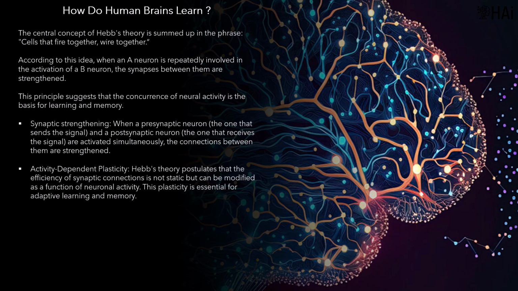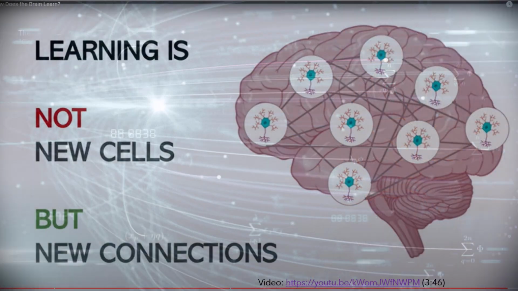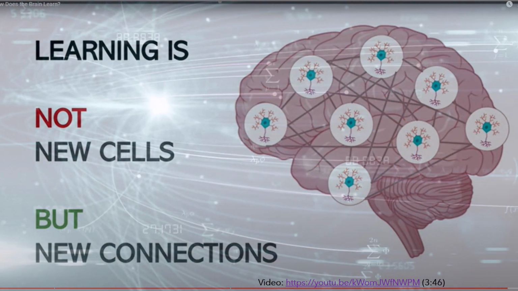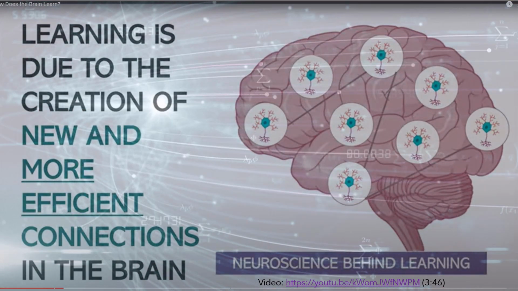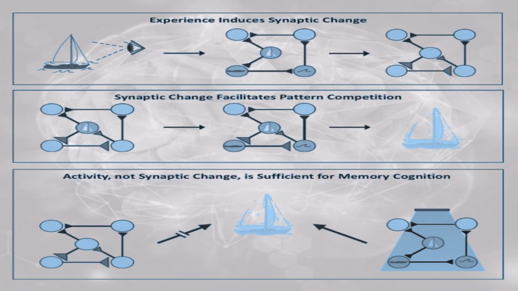Synaptic strengthening: when a presynaptic neuron and a postsynaptic neuron are activated simultaneously, the connections between them are strengthened. Activity-dependent plasticity: the efficiency of synaptic connections is not static but can be modified as a function of neuronal activity. This plasticity is essential for adaptive learning and memory. Then, learning is not about new cells, but about new connections, because of the creation of new and more efficient connections in the brain. Experience induces synaptic change, facilitates pattern competition; activity, not synaptic change, is sufficient for memory and cognition.